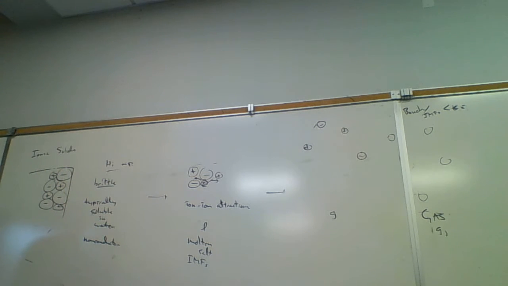All right, so this is ionic solids, and so the classic example of an ionic solid would be like sodium chloride. Sodium chloride is going to have a high melting point. It's not really going to conduct electricity very well, not unless it's molten or dissolved in water.